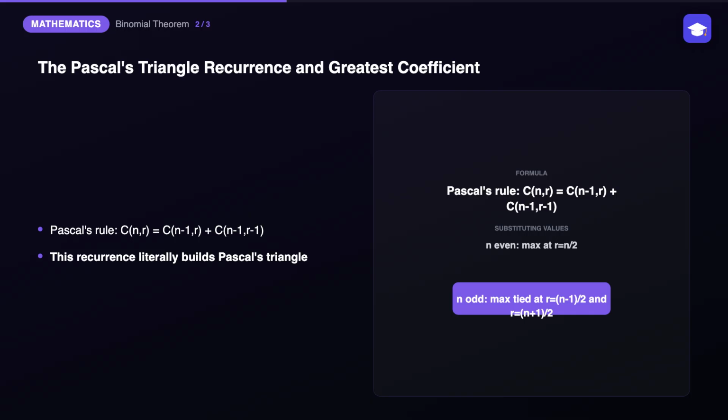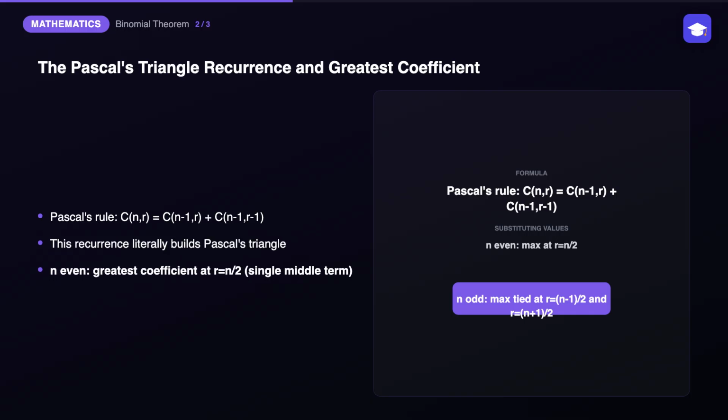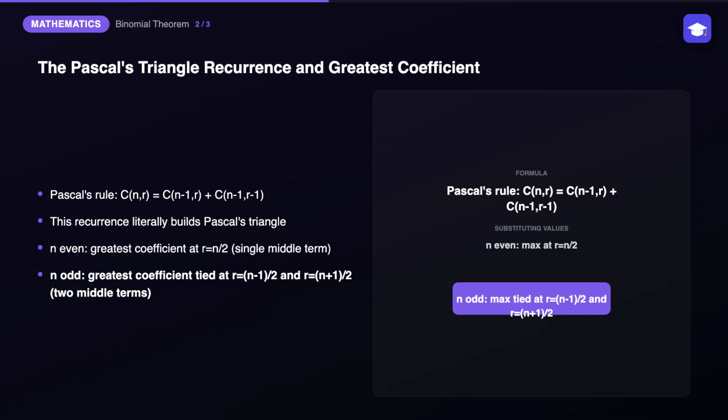The greatest binomial coefficient in the expansion of (a + b)^n occurs at the middle term when n is even, specifically at r = n/2, and at both of the two middle terms equally when n is odd, specifically at r = (n-1)/2 and r = (n+1)/2. This is exactly why the coefficients increase steadily toward the center and then decrease symmetrically afterwards.